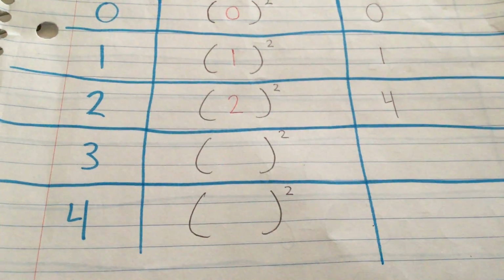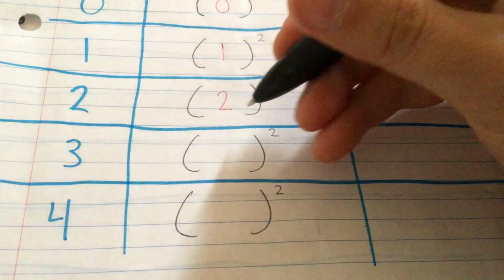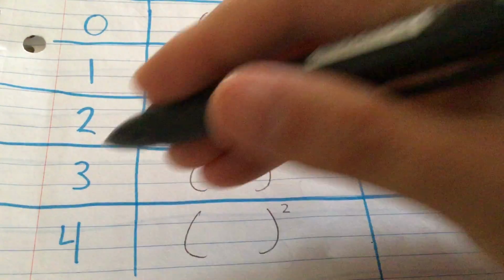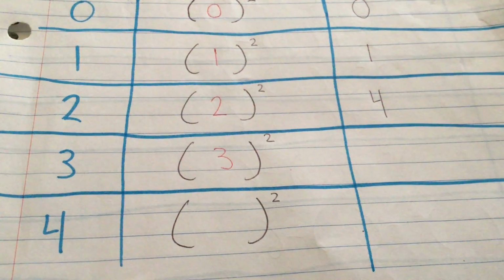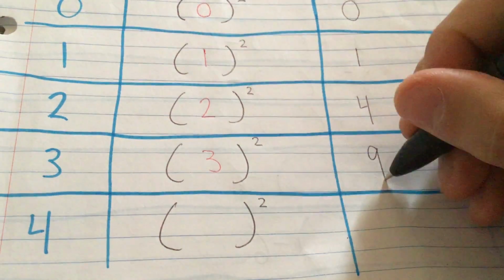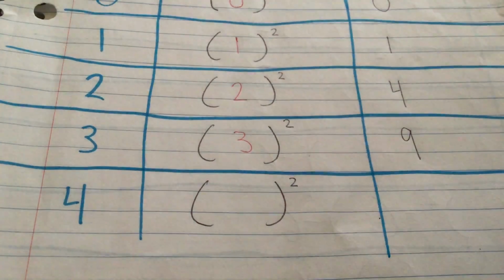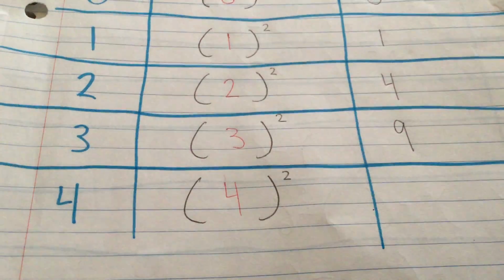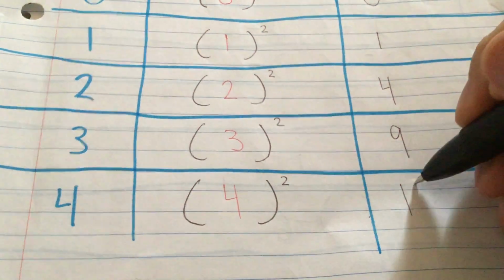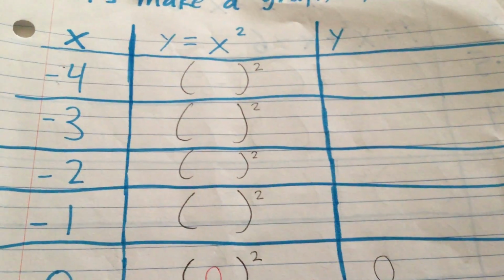Okay. When x is equal to 3, 3 squared becomes y equals 9. So when x is equal to 3, y is equal to 9. When x is equal to 4, we get 4 squared. 4 times 4 is 16. Okay, that was pretty easy. All right, so now I'm going to go upwards.